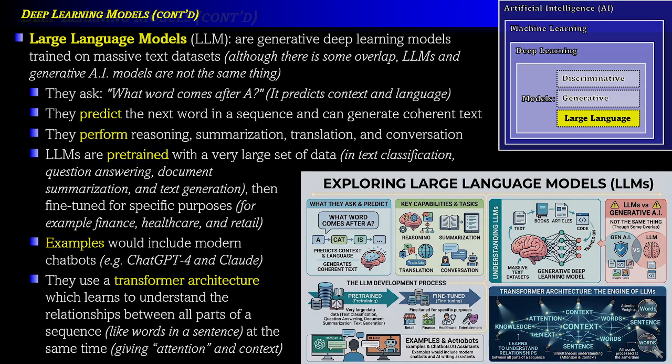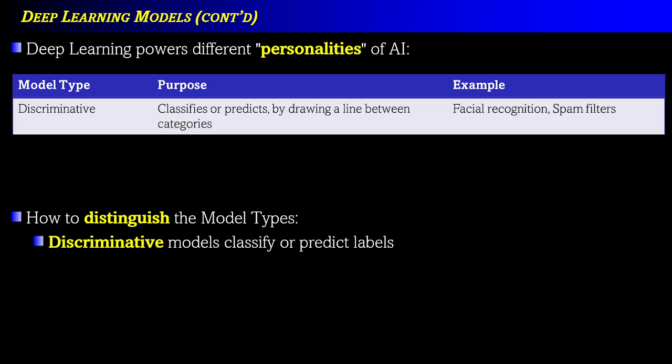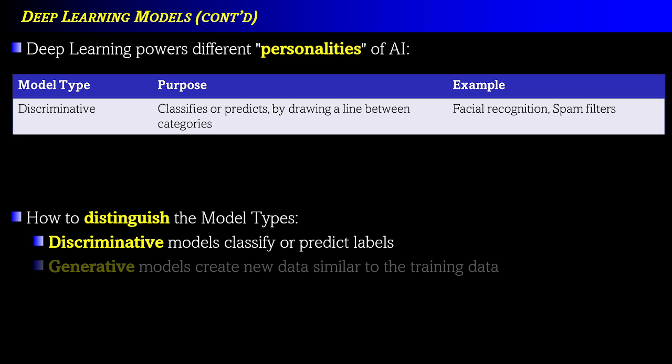Okay, so let's look at deep learning and the "personalities" of AI, and how to distinguish between these model types. We'll look at the model type, its purpose, and an example. Let's start with discriminative models. What's its purpose? Well, the purpose of a discriminative model is to classify or predict by drawing a line between categories, to put things into categories. Examples of discriminative models are facial recognition or spam filters, filtering out what is spam and what is not. They classify or predict a label.